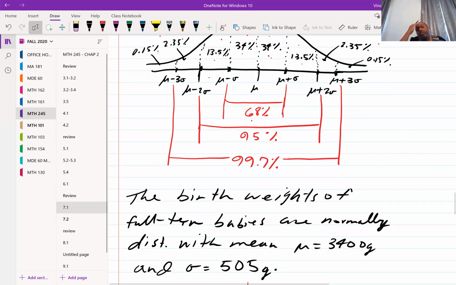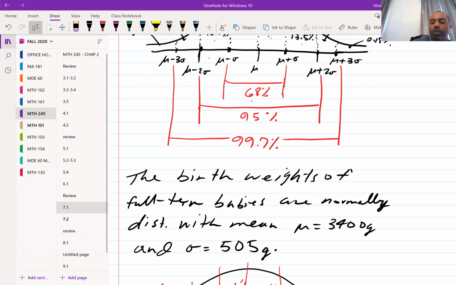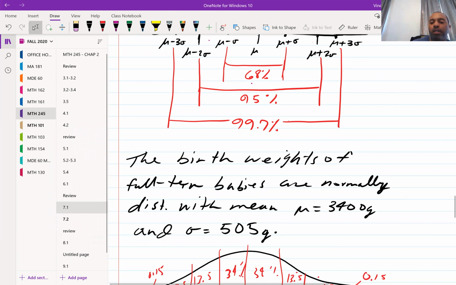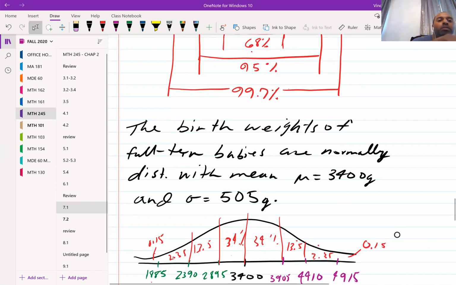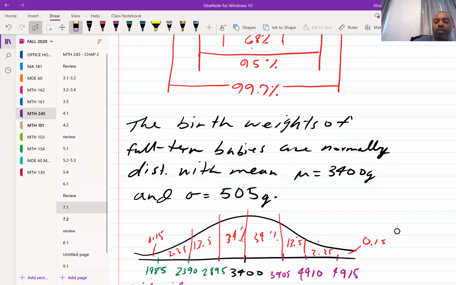All right, so just making sure we know how to calculate this and work with it. It says the birth weights of full-term babies are normally distributed with mean of 3,400, standard deviation of 505. So we're just gonna fill in the empirical rule chart just to make sure we're cool with it and how you would calculate it. The next one we do, we actually have questions that pertain to what we're doing. I just want to make sure we're okay with the process.